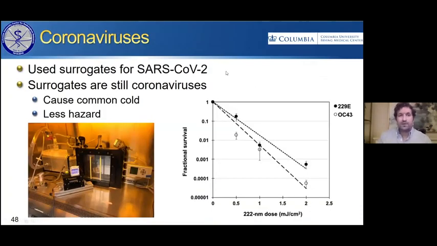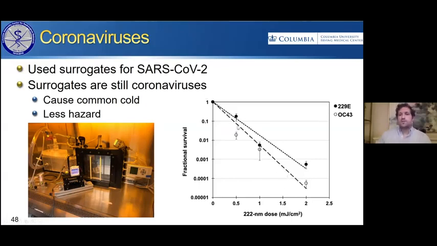We recently extended that work to coronaviruses. For this work, we used what's called a surrogate for SARS-CoV-2. Because of the hazards of working with SARS-CoV-2 right now, we used a surrogate, which means it's also a coronavirus, but of a different variety. We use ones that are commonly available. Many of us are exposed to them regularly, and they cause the common cold, but they're far less hazardous than SARS-CoV-2.